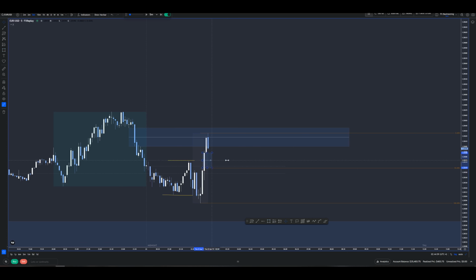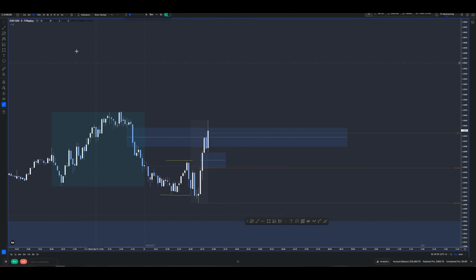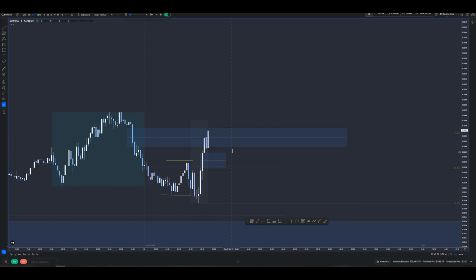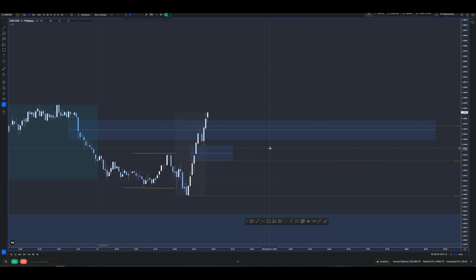But I like this value gap. I know it is not in discount, but we have this breaker right here accompanied with this bullish value gap, and this one is not finished yet. So I guess this now, yeah. So no entry for me. But let's see what happens here on 3 minutes.